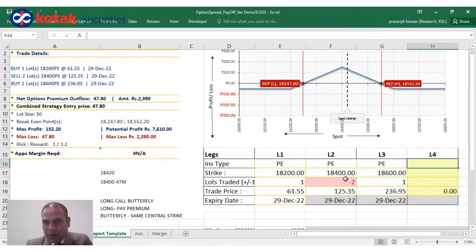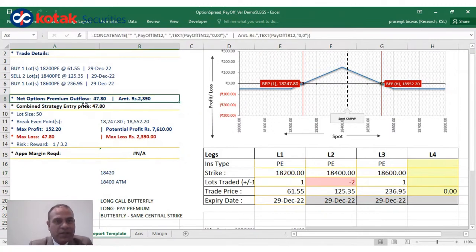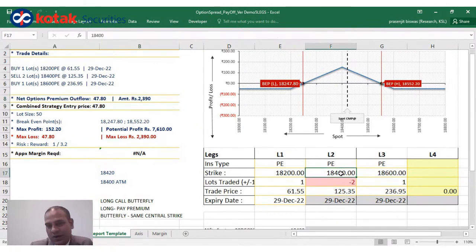So if I did this with put options also, the payoff diagram looks very similar and conceptually it is the same. So this is an example of a long put butterfly. Long put butterfly. Why long? Because I am paying premium. See, there is a net premium outflow of 47.8 rupees, right? So since I am paying premium, it's a long, and since I'm using put options, it's a long put butterfly. Why butterfly? Because it's only one type of option. It's only puts. There is no call, right?